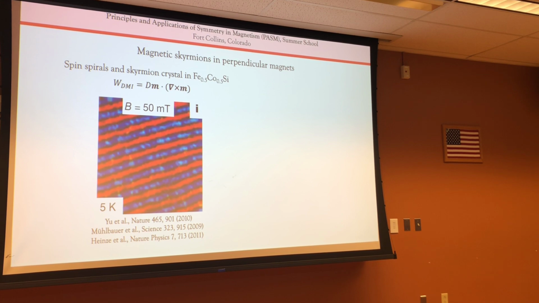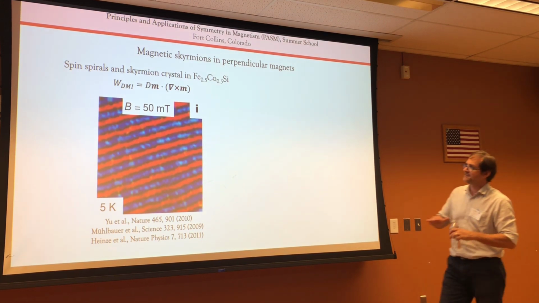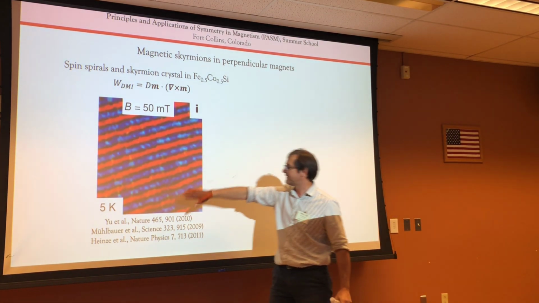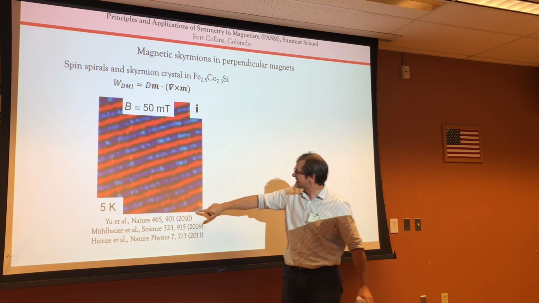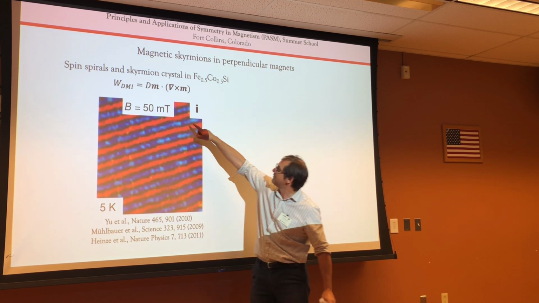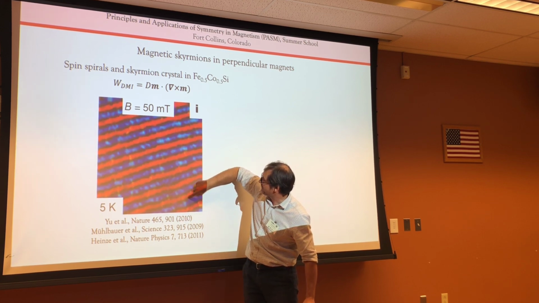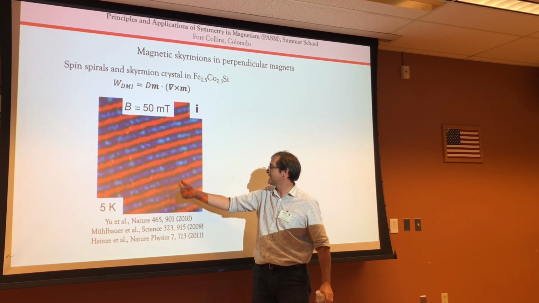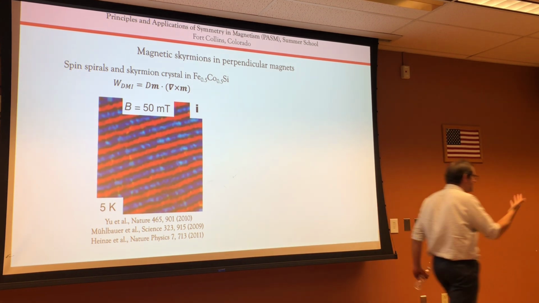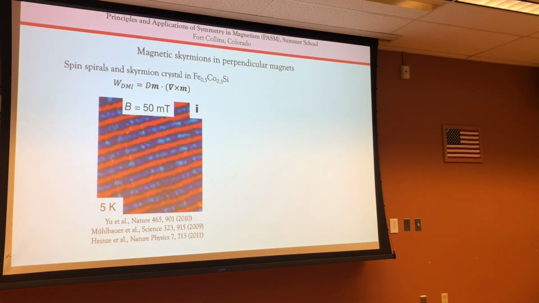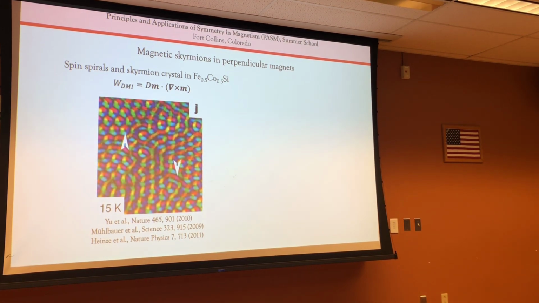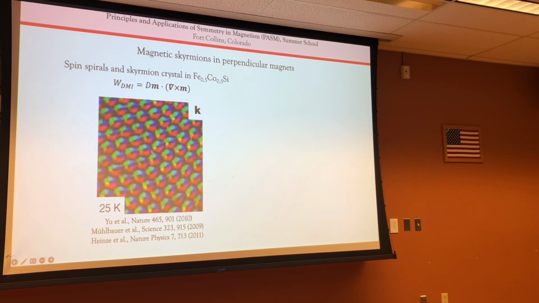If you do some Lorentz TEM imaging of the material, where you have to apply a magnetic field at low temperature, what you start seeing is that at low magnetic field you have some nice spirals. You have a rotation here, it's going this way. If you increase the magnetic field, you start having some interesting pattern, and the emergence of your skyrmion crystal.